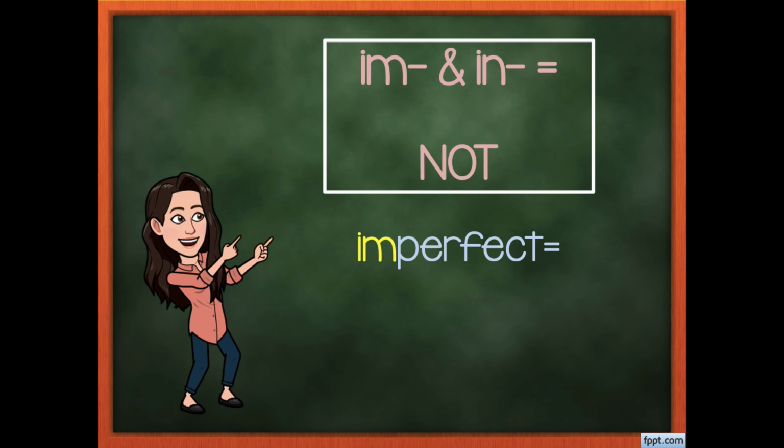The word parts im and in both equal not. So they both mean not. So if I add im to the front of the word perfect, how do you think that changes the word? Right. If you said it meant not perfect, then you were absolutely correct. Ready to practice with a couple more?